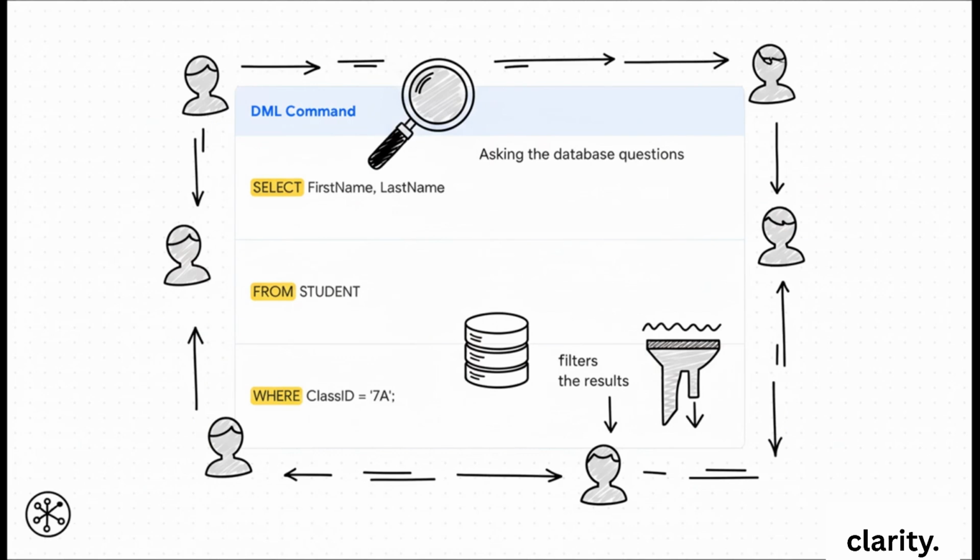And this is a DML command in action. This is how we actually ask the database questions. Select tells it what we want, from tells it where to look, and where filters the results. So this command is just asking for the first and last names of all the students in class 7A. It's a really powerful but also readable way to chat with our data.